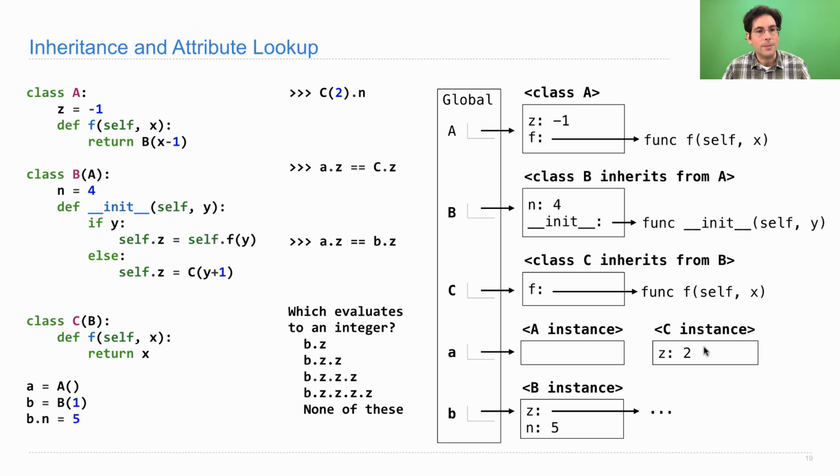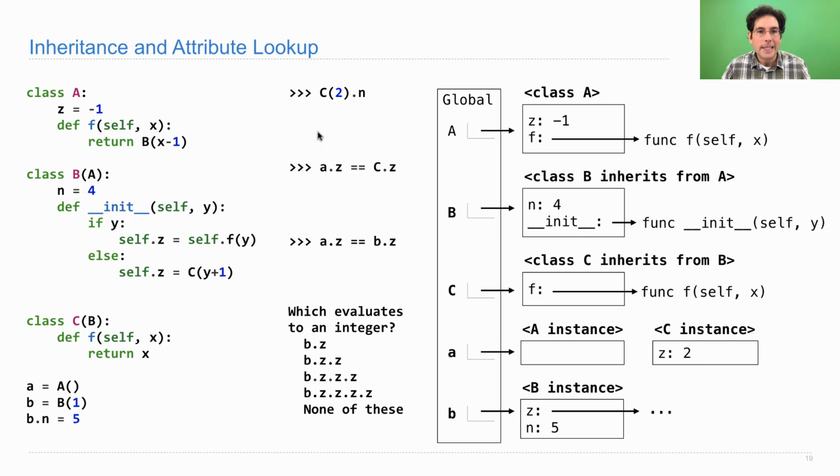Why is it 2? Well, we look up self.f. What's the f function for this C instance? There's no f attribute here, so we look in the class. There's the f attribute, the identity function. So we call the identity function on 2. We get back 2, and that gets bound to self.z. So z is 2 here.